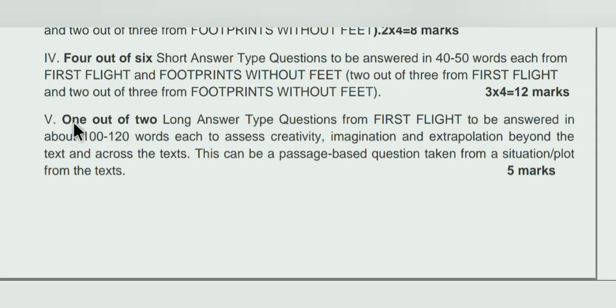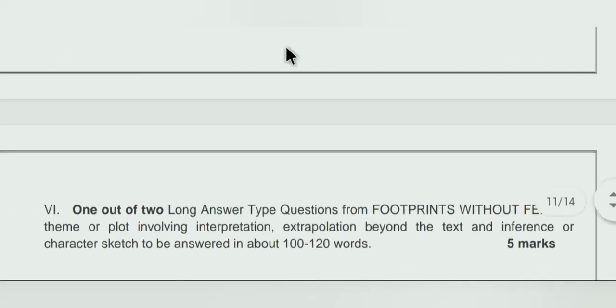Now let's get down to the 5th question, which is 1 out of the 2 long questions. Again you have an option over here, wherein you have to answer a question from First Flight in about 100 to 120 words in a very creative and imaginative way. It could be a value based question or an open ended question. This can be passage based also, or a situation or plot will be given from the textbook, and you have to answer it for 5 marks altogether.